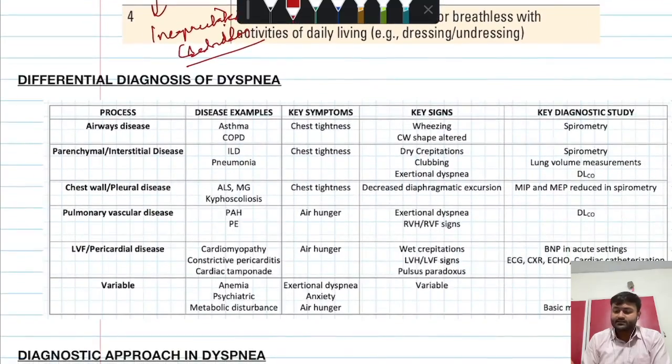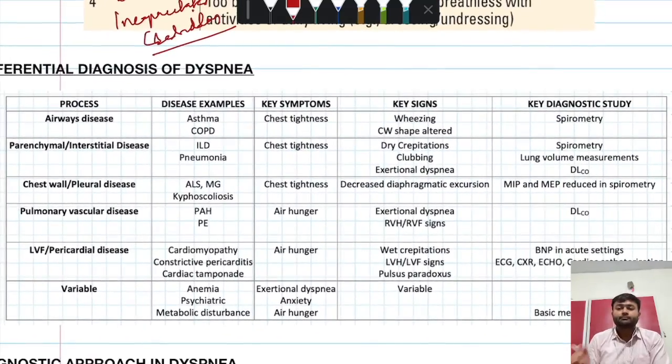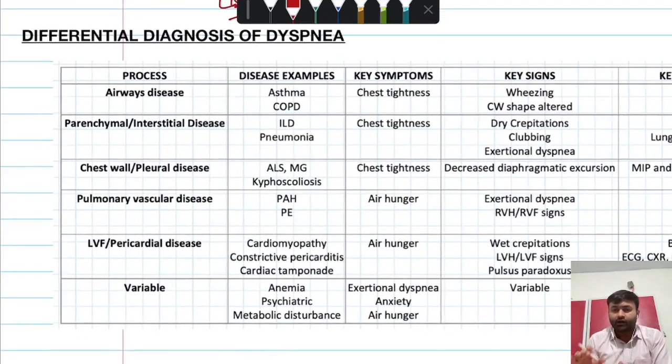Then this is a simplified version of all the various differentials that are covered in Harrison. Not everything is there in this table. You should consult the book and gain perspective on how disease presents. This is just the most important crux of that table and the most important diseases that are covered in it. So I am covering only 3 important diseases.